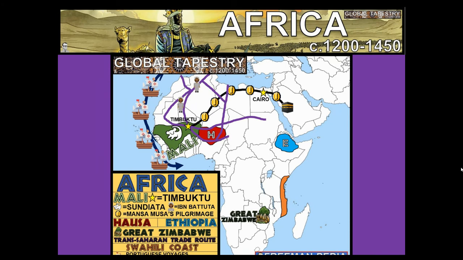And then along the coast, we've got the Swahili coast, where some very important trading cities are going to be created. And towards the end of this era, right near 1450, we're going to see these Portuguese voyagers begin to try to find a route across to the Indian Ocean. And they are going to go around the western coast of Africa, sponsored by Prince Henry. So that is going to be the arrival of the Europeans, starting right at the end of this period.